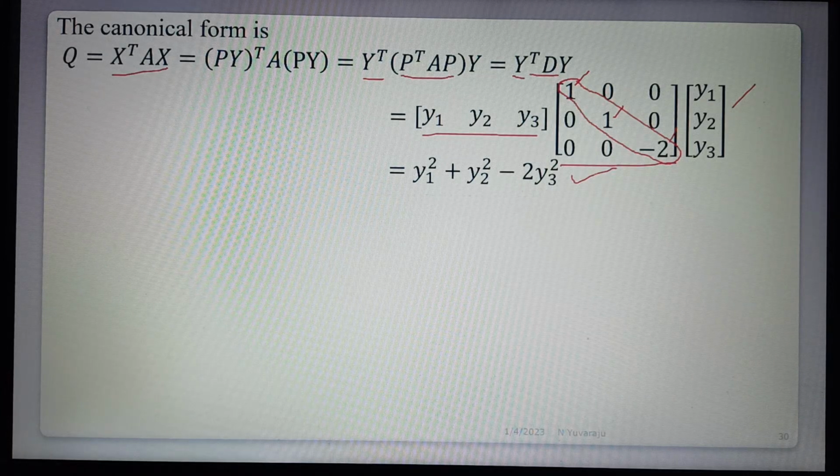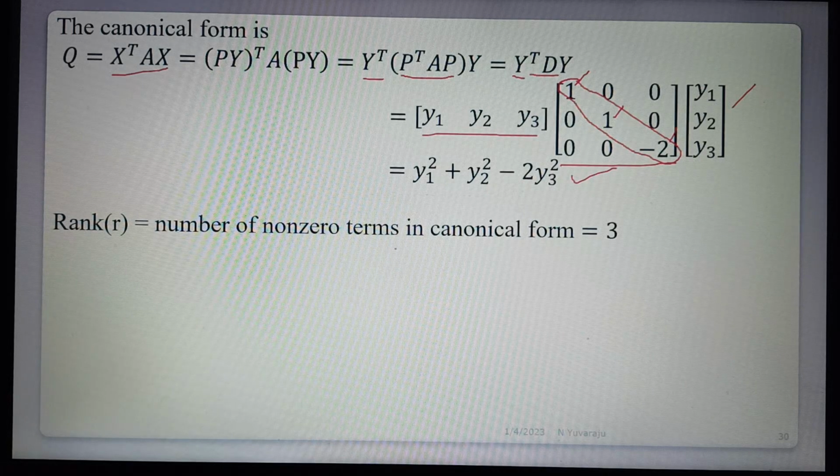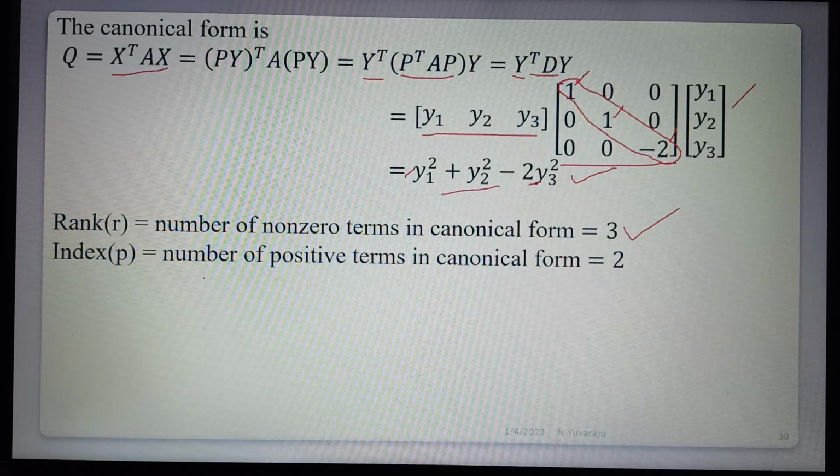So from this canonical form we have to find the rank, index, signature and nature. Rank is the number of non-zero terms in the canonical form. Here the number of non-zero terms is 3: 1, 2, 3, so the rank is 3. Next, index. Index means the number of positive terms. The number of positive terms here is only 2, so the index is 2.